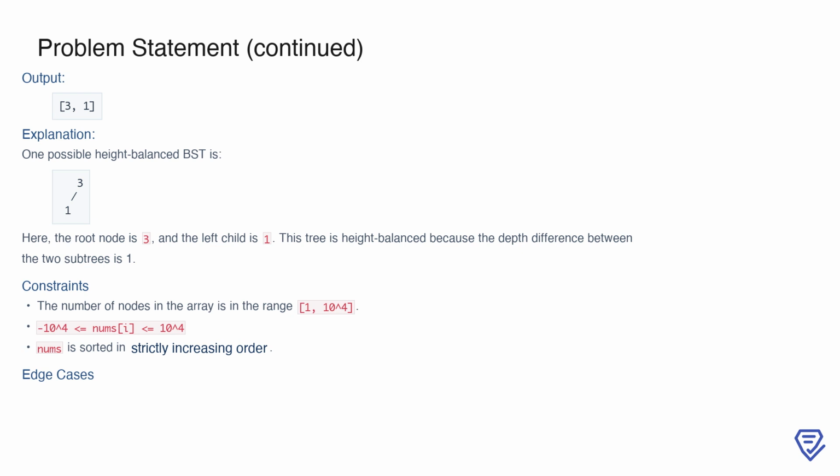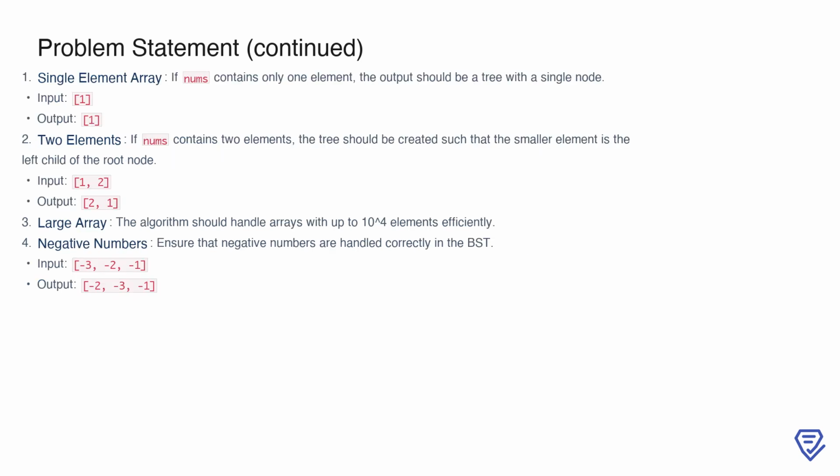To further clarify the requirements, let's discuss some specific constraints and edge cases that the algorithm must handle. First, if the input array contains only one element, the output must be a tree with a single node, where that element is the root. For example, given 1, the output would simply be 1. For arrays with 2 elements, the smaller element should be placed as the left child of the root. For instance, with 1, 2, the resulting tree would have 2 as the root and 1 as its left child, represented as 2, 1. The algorithm must also be efficient enough to handle large arrays with up to 10,000 elements.